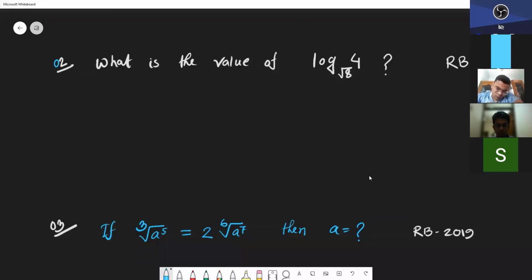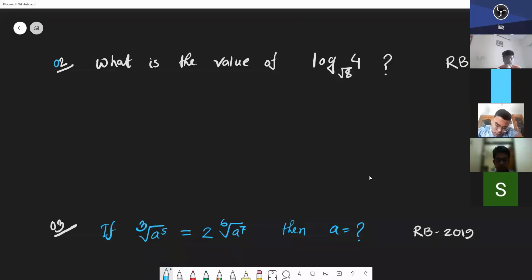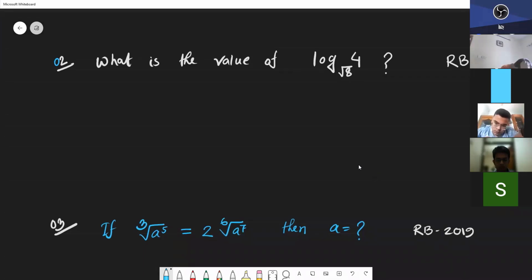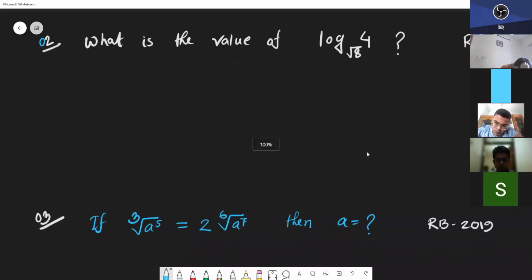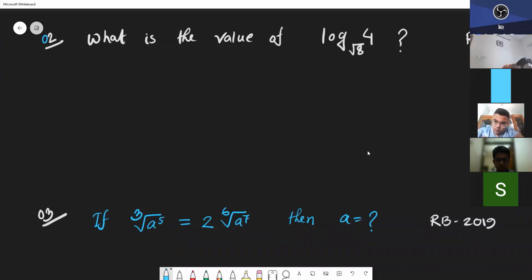So the same format questions, almost related to general mathematics. Question number 3. This question is from Rajshahi Board 2019. Everyone, you have to do the maths in your classwork copy, then write the answer.